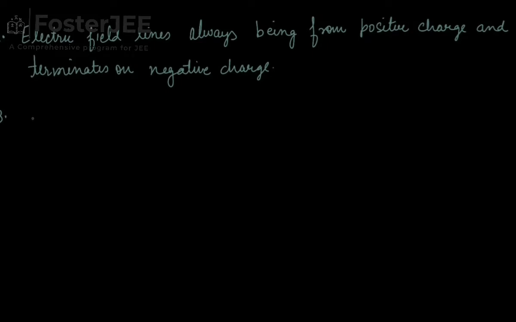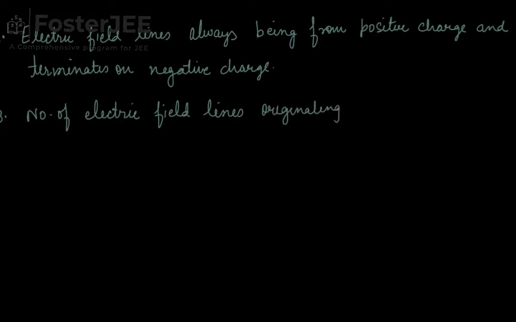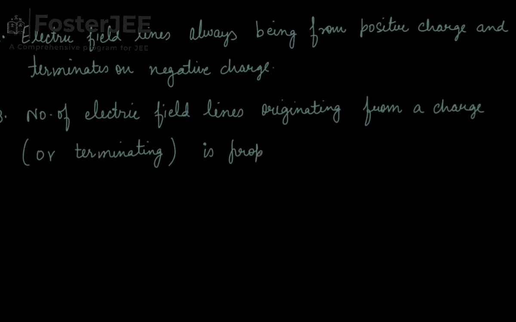Third point is number of electric field lines originating from a charge, in bracket or terminating, is proportional to the strength of charge, or else we can say the magnitude of charge.